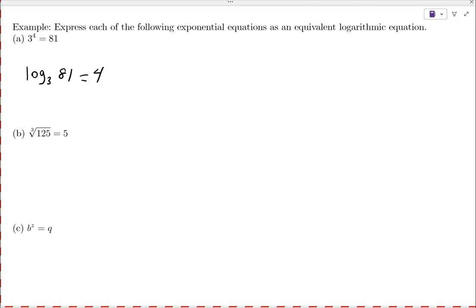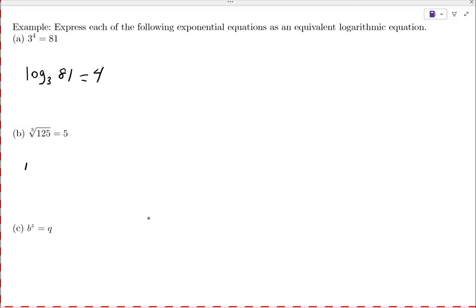Let's look at the next one. Got it written a little bit differently. I've got cube root of 125 equals 5. That's certainly a true statement. Notice the problem, though, said convert the exponential equation into a logarithmic one. Right now, the way it's written, I don't really see an exponential equation, do I? But I do have a radical. And how can we rewrite radicals using exponents? To the 1/3.